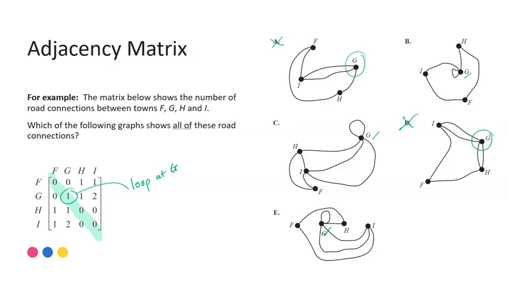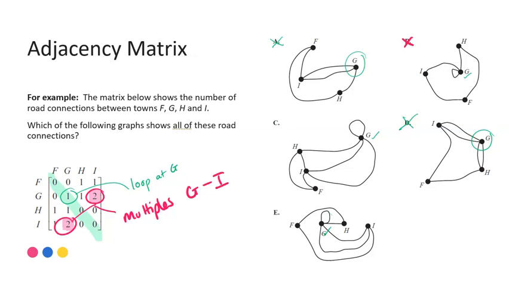The second thing I then look for in the matrix is, are there any multiple edges? Remember, our multiple edges are shown by values that are not 1. 1 represents a single edge, but in this case, that 2 represents that there are multiple edges between G and I. So again, checking through the options that we have left, option B, there is only a single edge between G and I, so we can say B is not our answer.